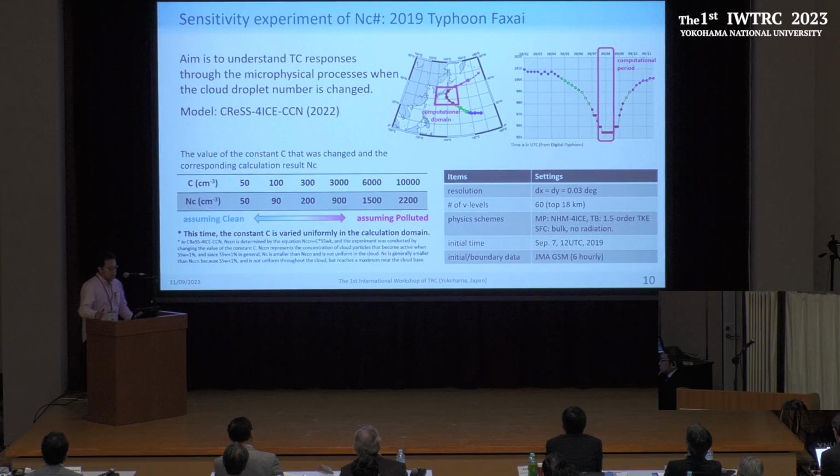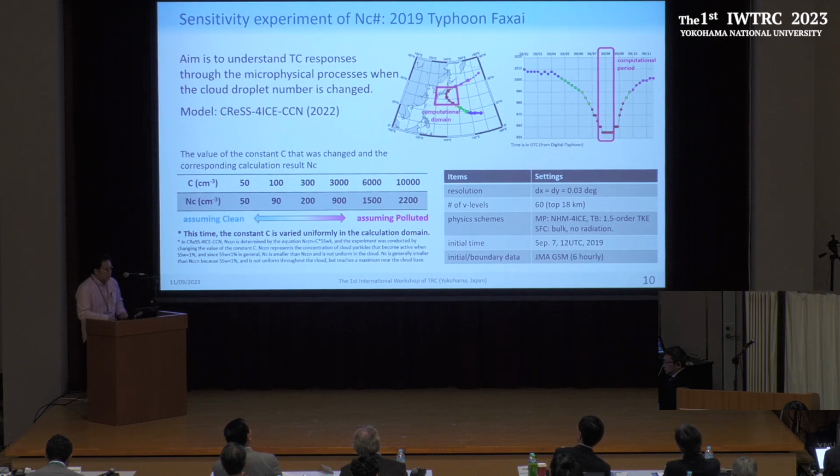Okay, so let's move on to the simulation part. We are now simulating real cases of tropical cyclones. This year, I'm showing the Typhoon Faxai case in 2019. We used the CReSS-4i CCL model developed at Nagoya University, and we aim to understand the TC responses through the microphysical processes when the cloud droplet number is changed.